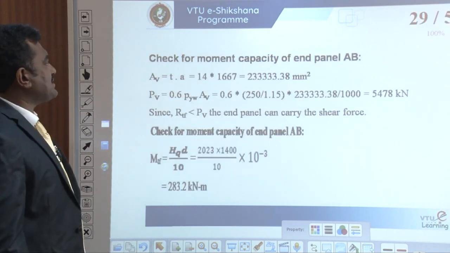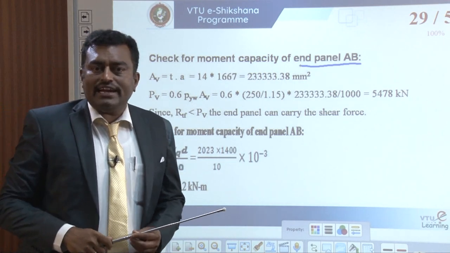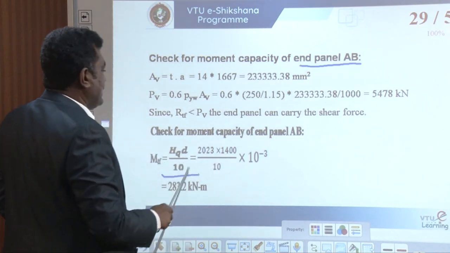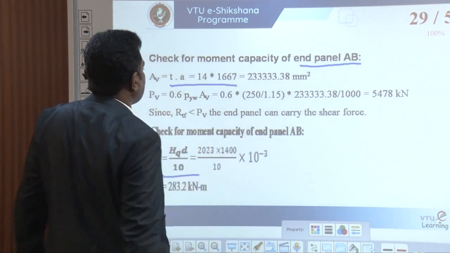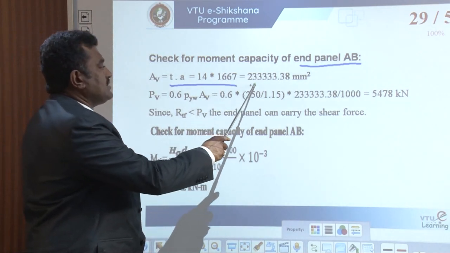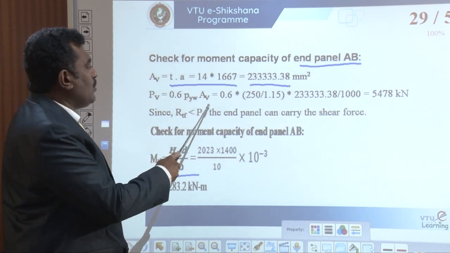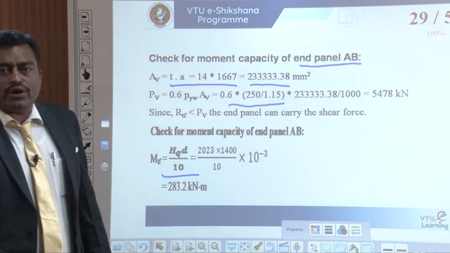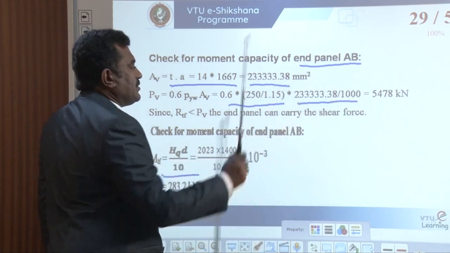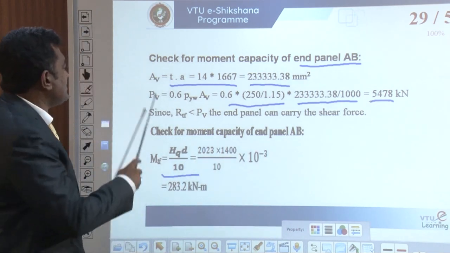Then, coming to the next, the check for the moment capacity of the end panel. How much moment will be carried by this end panel? To check this, we use this relation. For this, we require the necessary parameters, that is AV. AV is equal to T into A, that is 14 into 1667. Then PV is 0.6 PYW AV. Substituting 250 into 1.15 and into 2333.38, divided by 1000, gives 5478 kilonewton. This is the PV value.